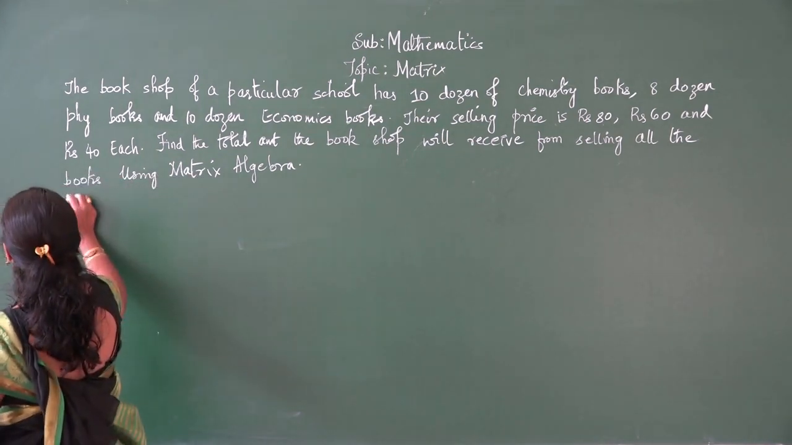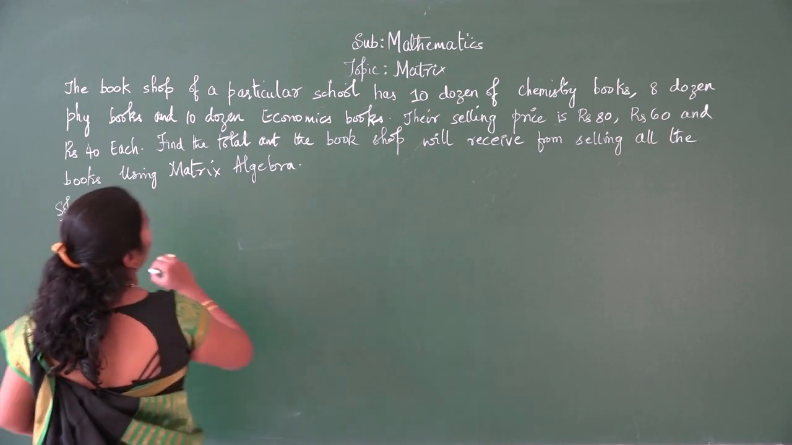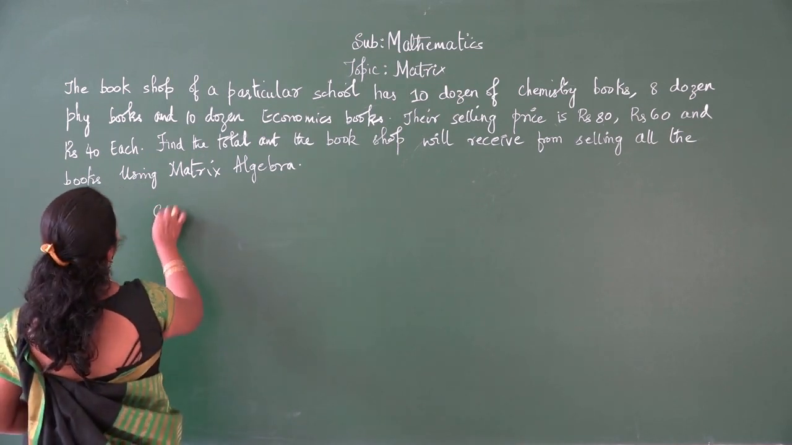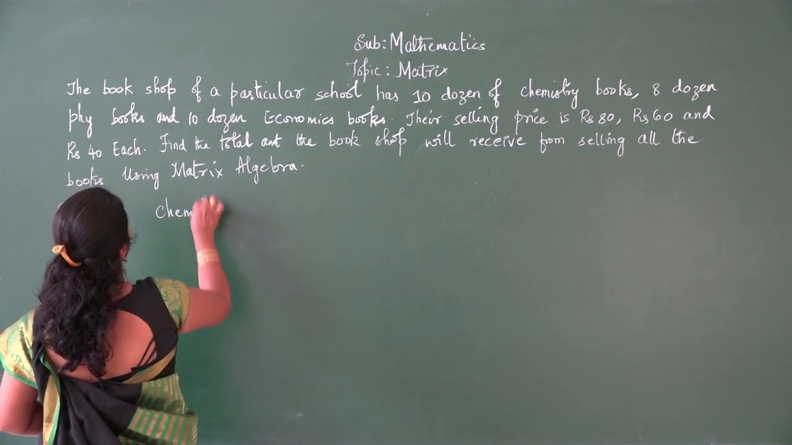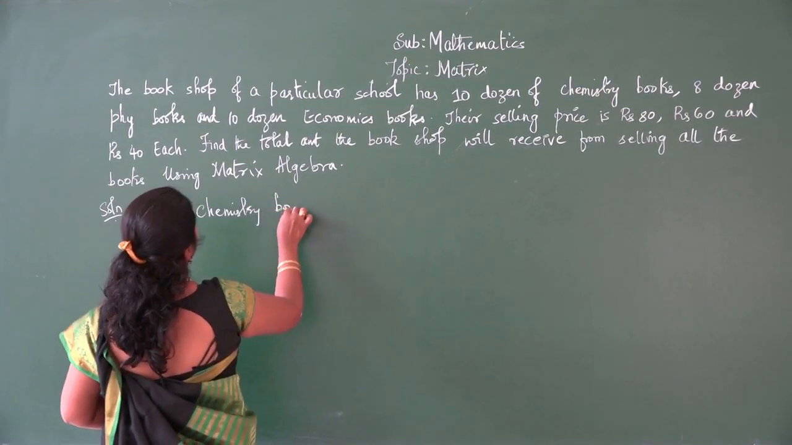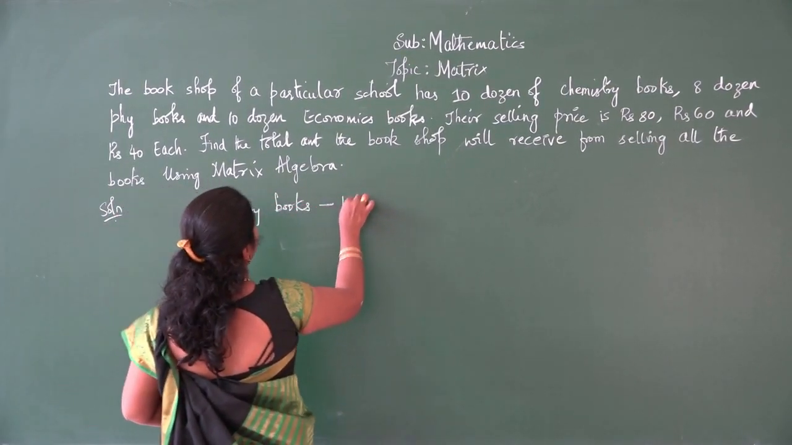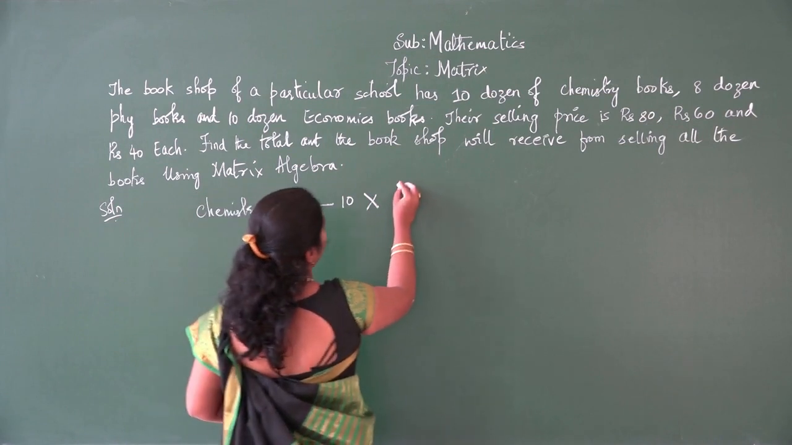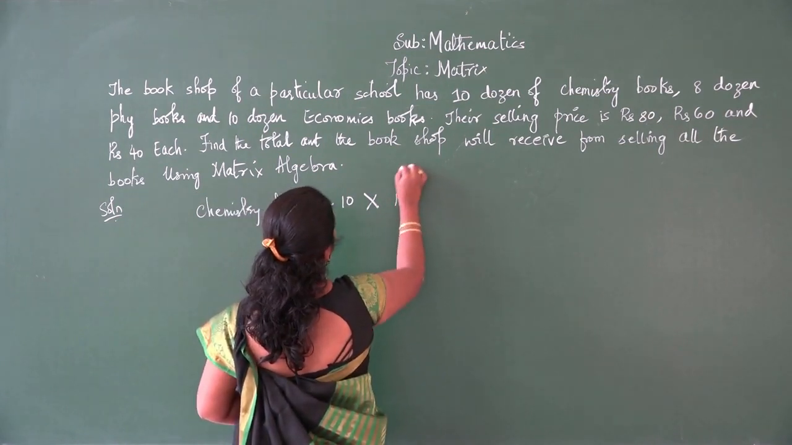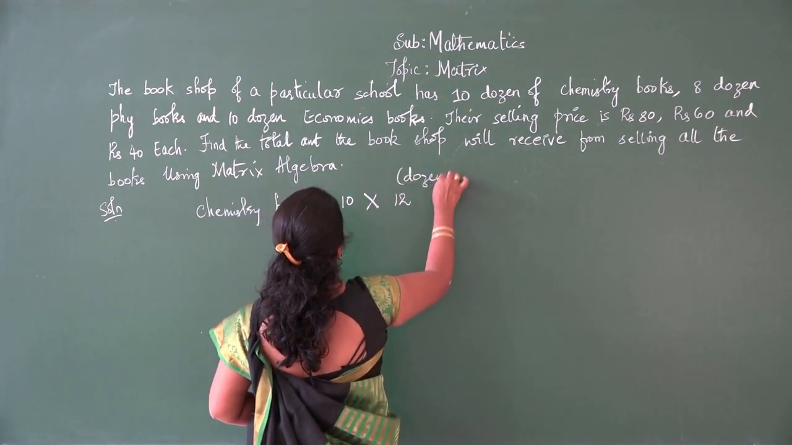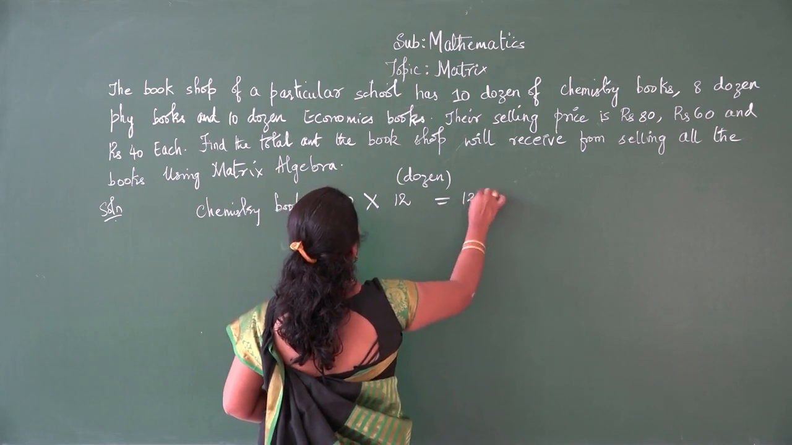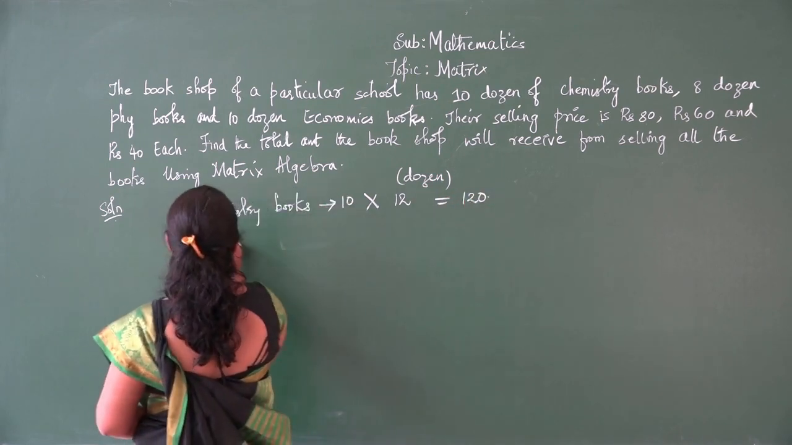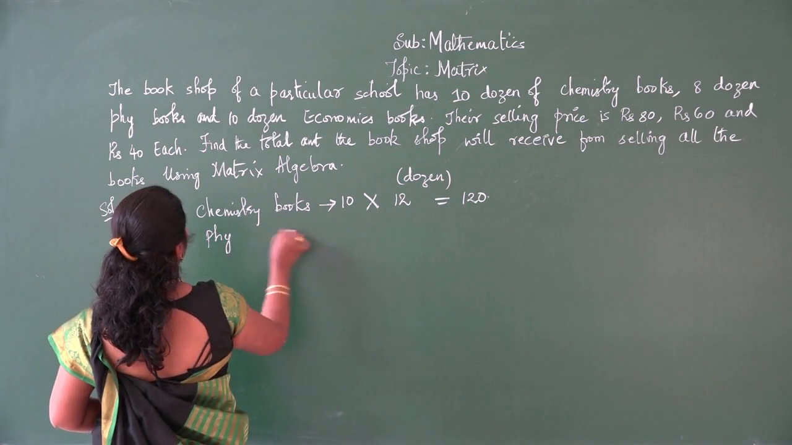Solution part. 10 dozen of chemistry books. When I speak about chemistry books, it is 10 dozen. That is 10 into 12, since 1 dozen is equal to 12, which will sum up to 120. Similarly, how many physics books do we have?